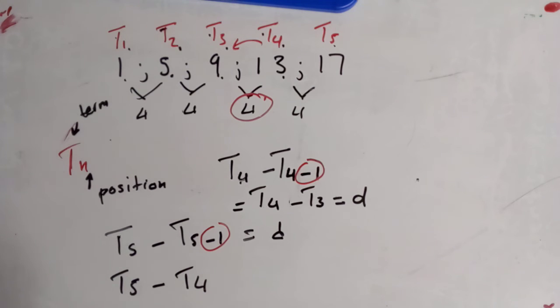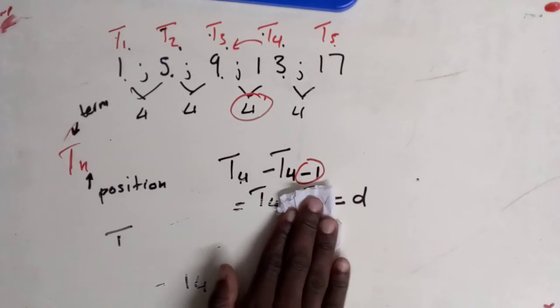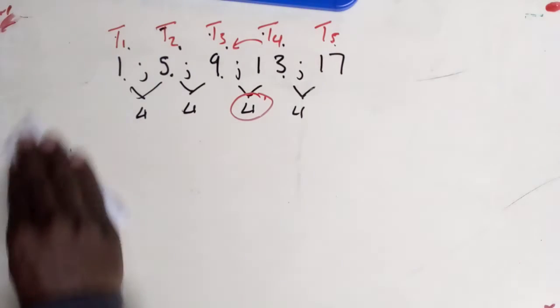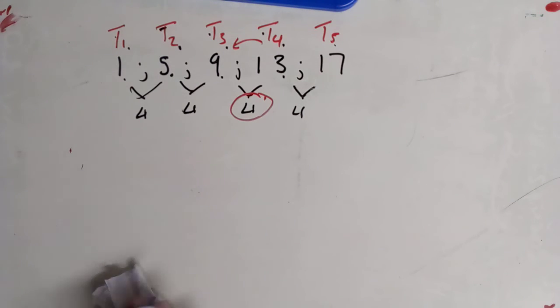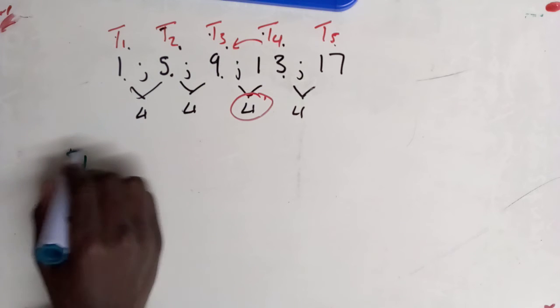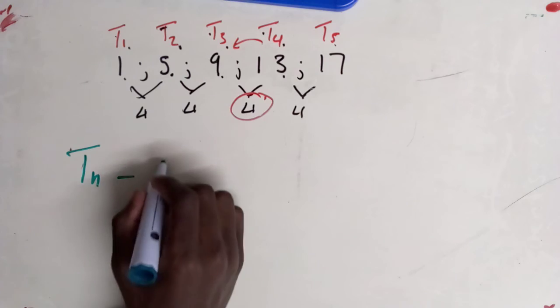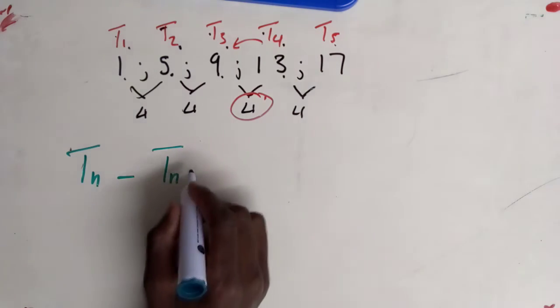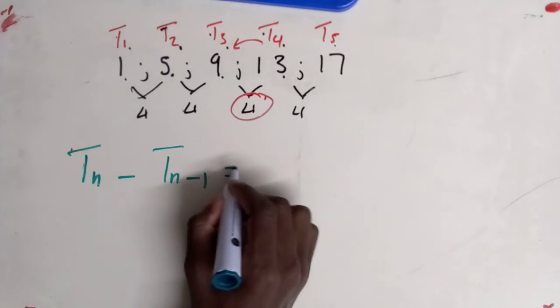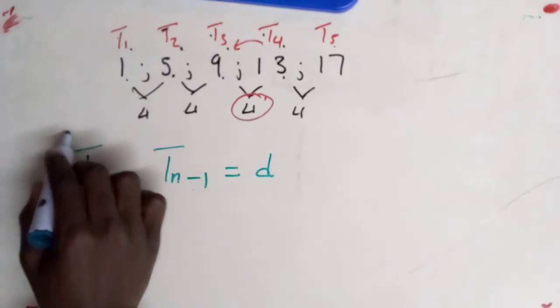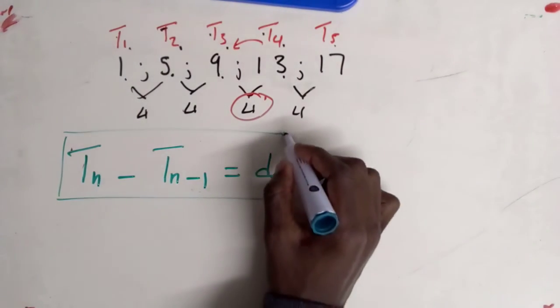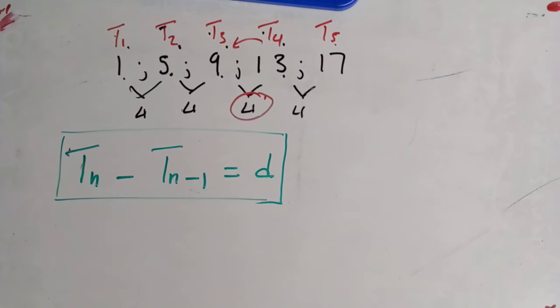Now let's continue. We said we take a particular term and subtract its previous term. This is D, and this is the equation for the common difference.